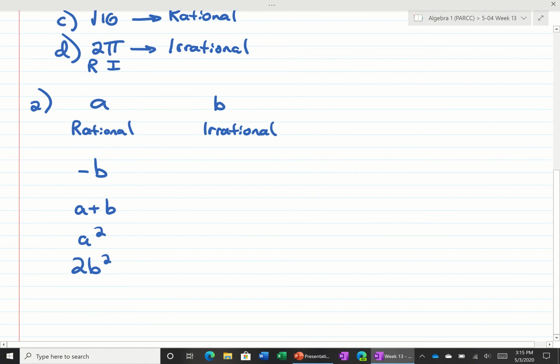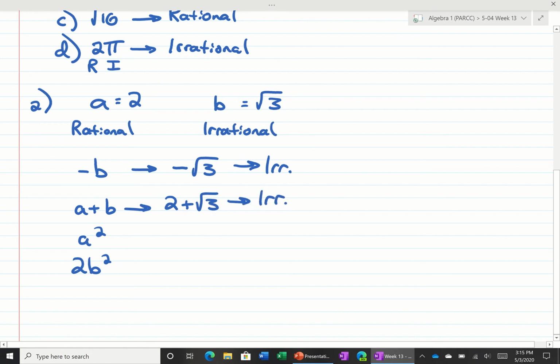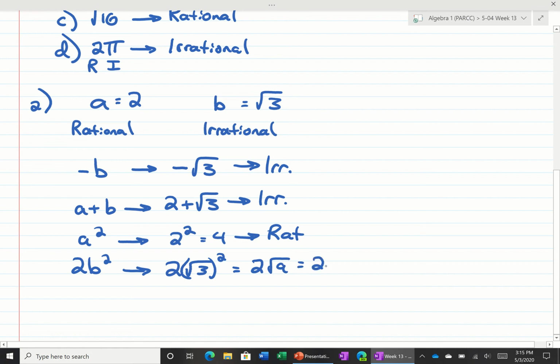Well, sometimes the best way to do these problems is to pick numbers. So for a rational number maybe use like 2. We're just plugging in numbers. For an irrational number, let's maybe pick the square root of 3. So negative the square root of 3 is still irrational. 2 plus the square root of 3 is still irrational. You can't combine those. A squared, 2 squared is 4. 4 is considered rational. And then 2 times b squared. Well, the square root of 3 times the square root of 3 is the square root of 9. The square root of 9 is 3. 2 times 3 is 6, which is considered rational.